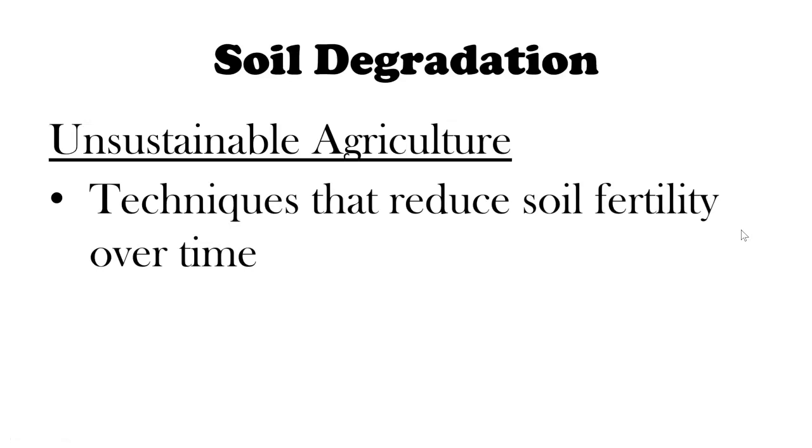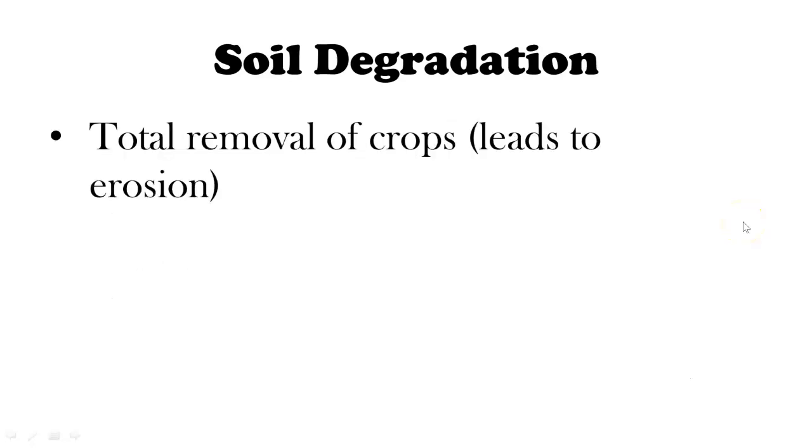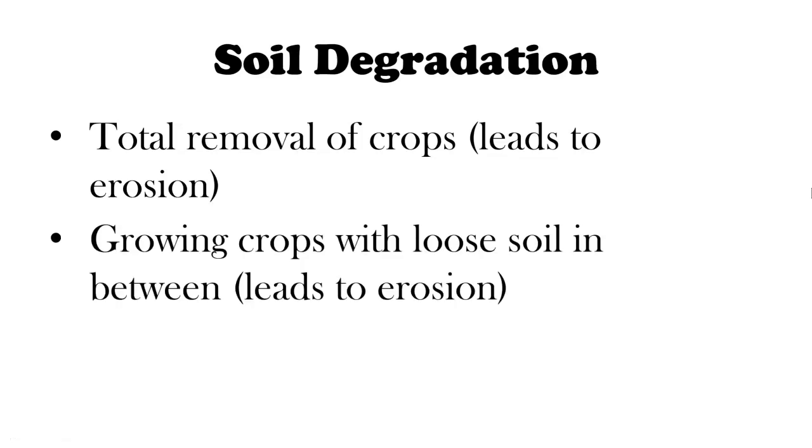Moving on, we're going to take a look at some unsustainable agricultural techniques that can lead to soil degradation. These are all techniques that reduce soil fertility over time, and once the soil has reduced fertility, it requires an increased input of chemicals, which in turn increases pollution. So it's kind of like a vicious cycle. One unsustainable agricultural technique is the total removal of crops after they're harvested. This leaves the soil open to erosion. Another technique that can lead to soil degradation is growing crops with gaps of loose soil in between them. This can also lead to erosion, as we've already seen.